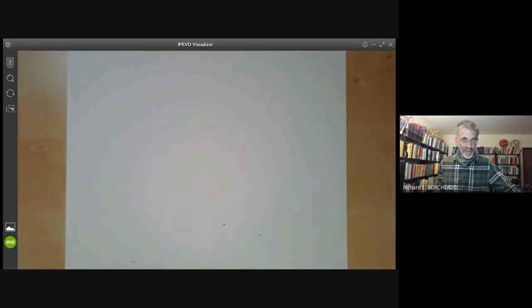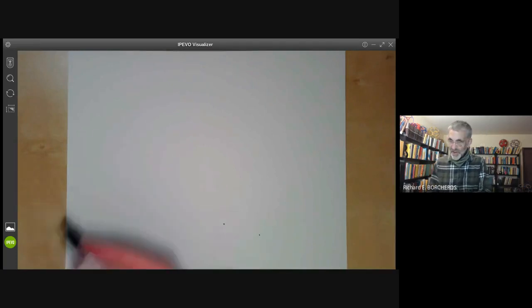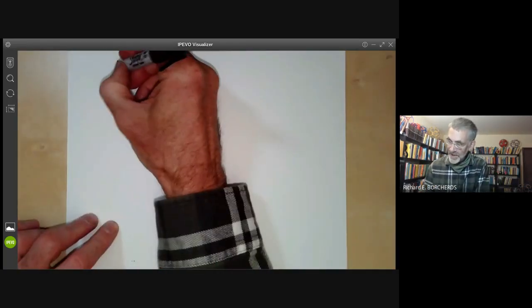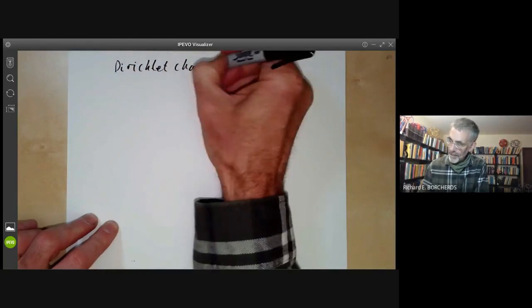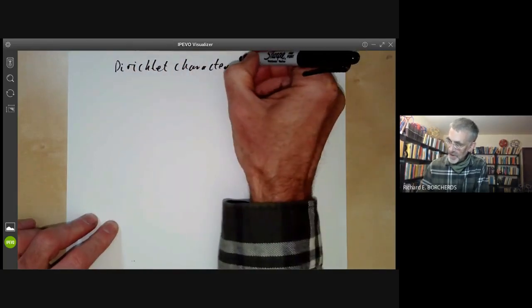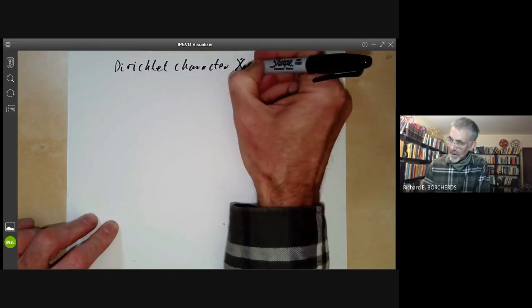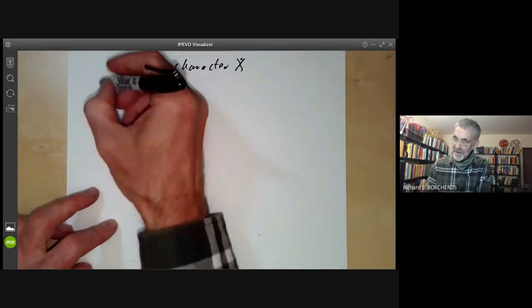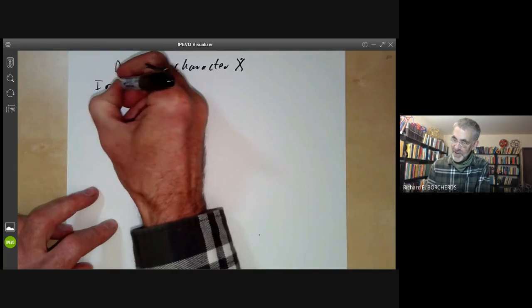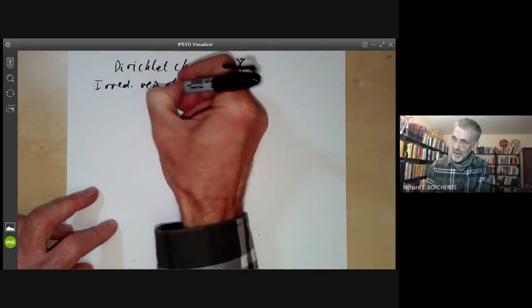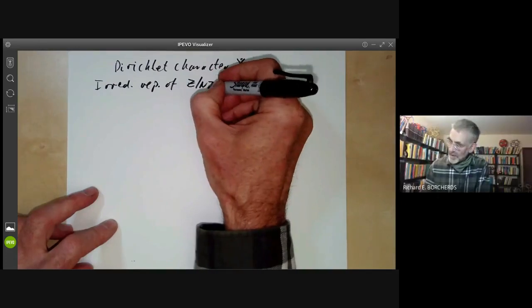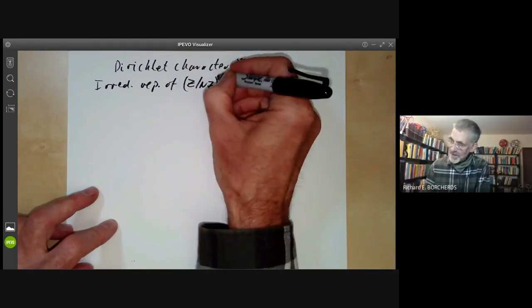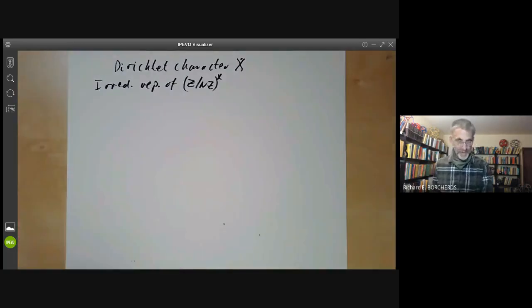Now we get on to Dirichlet's theorem. Dirichlet's theorem uses Dirichlet characters, which are denoted by chi. And a Dirichlet character is just an irreducible representation of the group of integers modulo n that are coprime to n under multiplication.